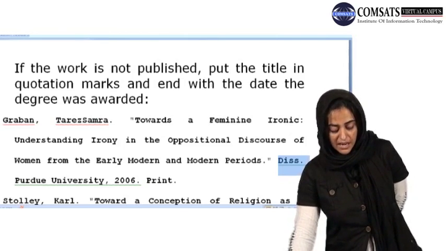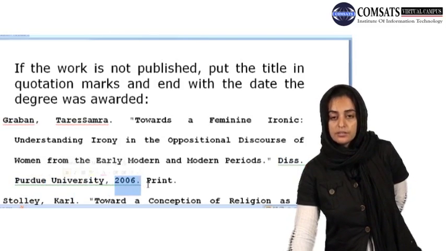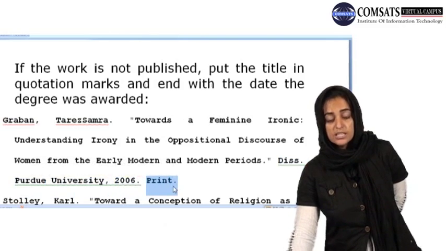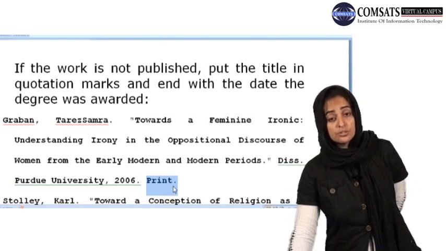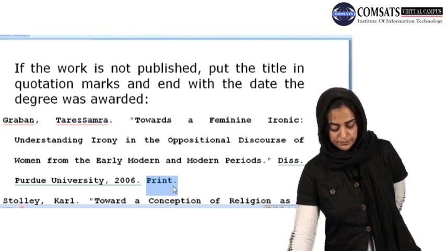Then after the period, you will be writing up the name of the university, Proved University, then comma, then the year of publication, and then the medium of publication. In front of you on the screen, this is the detailed reference for a situation when you have picked up a particular piece of information from a dissertation or a thesis which is not published.